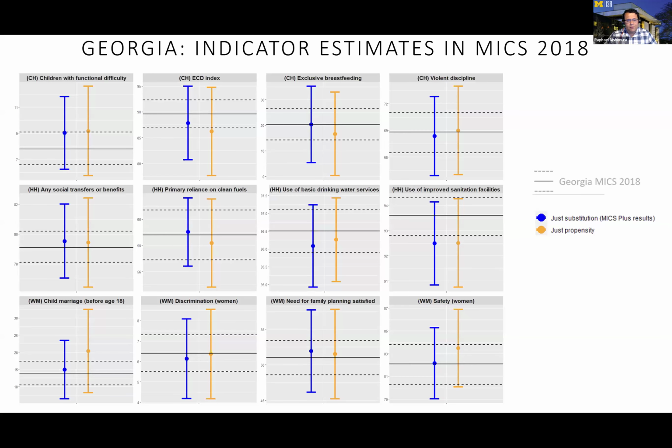Here are the Georgia results. The black line here is the Mix 2018 estimate using the full sample of Mix 2018, and the dotted lines are the 95% confidence intervals. The blue bar is the same Mix results, but now assuming the Mix Plus respondents with their substitutes and non-respondents with their substitutes, so assuming a Mix Plus substitution, again looking at Mix 2018 results. And the orange line, or gold line, or in Michigan we would call it maize, is the estimate using just response propensity adjustment, no substitution. We have here a total of 12 indicators.